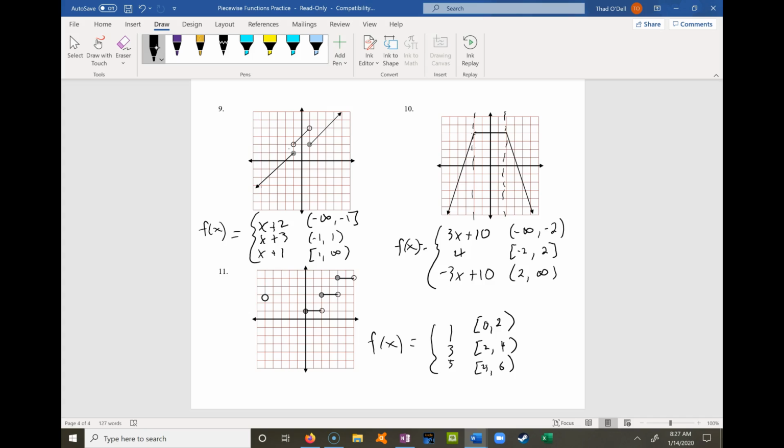You could also probably come up with this graph with the greatest integer function, if you remember, which is one of the parent functions you'll learn about. But anyway, that's the way you do it with Piecewise.